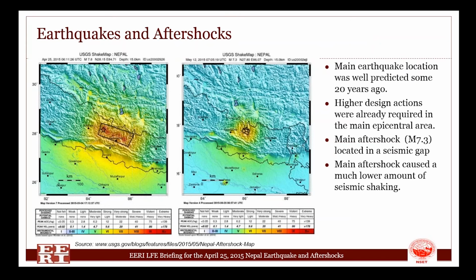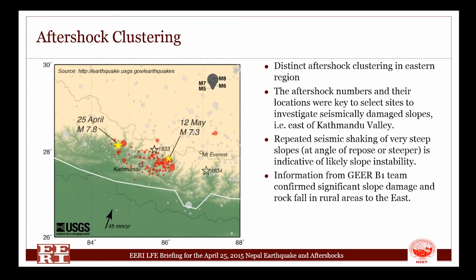Looking at the shaking intensity from the main event, which is the left-hand side picture, the aftershock seemed to have released a much lower amount of energy than one would expect. However, the seismic shaking was not the sole instance of damage, which the aftershock map actually shows. There's a distinct cluster around the eastern part of Kathmandu, where a large number of aftershocks occurred.